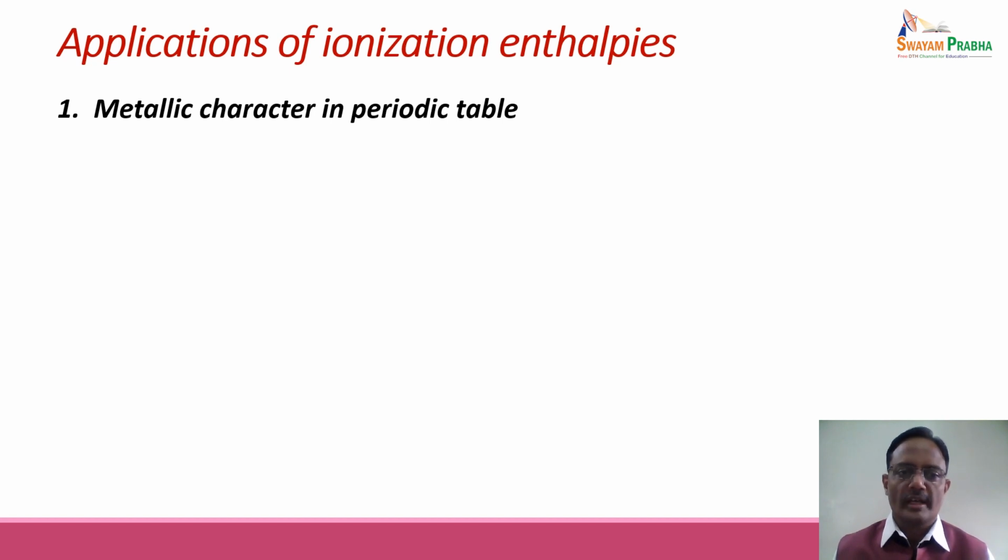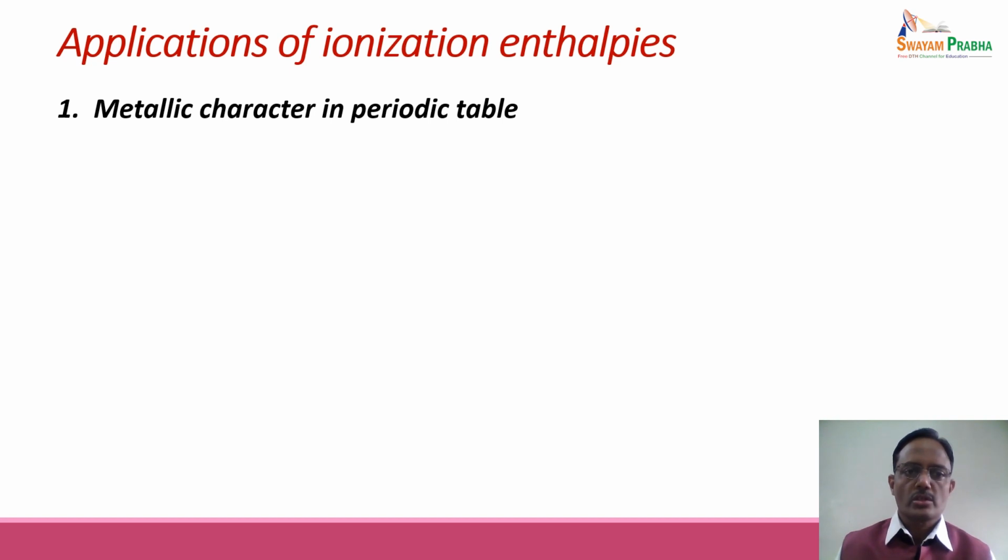And because of the tendency to lose electrons, the metals show their characteristic properties like luster, malleability, ductility, and there is a specific type of bonding called metallic bonding, which we will be discussing in our next chapter or next module, that is chemical bonding. So metallic character is due to metallic bonding, and metallic bonding is because of the ease of the metal atoms to release the electrons.